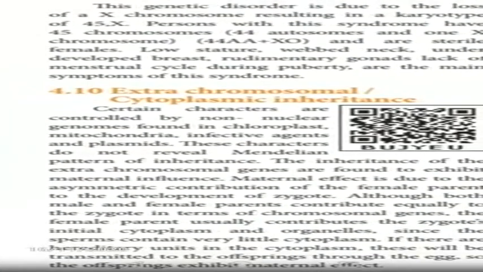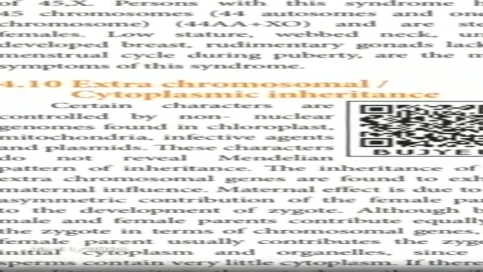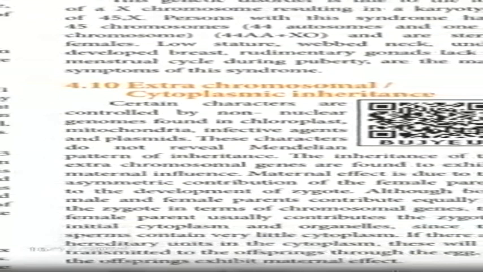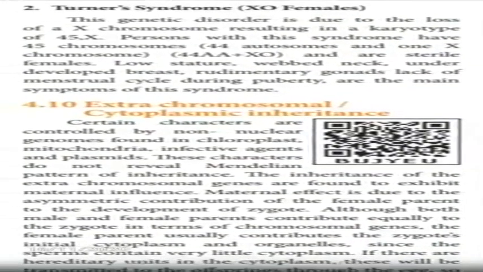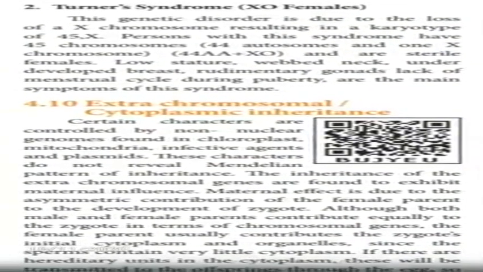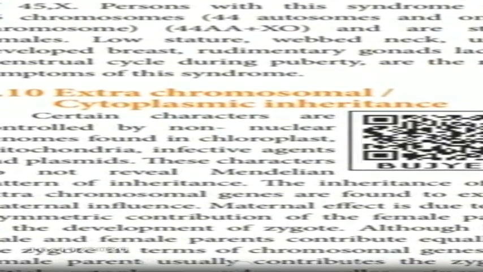What are the symptoms? They may be female, but they are unable to produce young ones. That is sterile female. And low stature. Low stature means somewhat stout. Webbed neck will be there, and underdeveloped breasts and rudimentary gonads. Lack of menstrual cycle during puberty. These are the main symptoms of Turner syndrome.